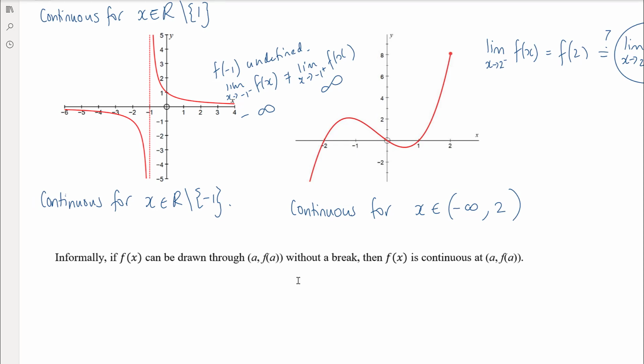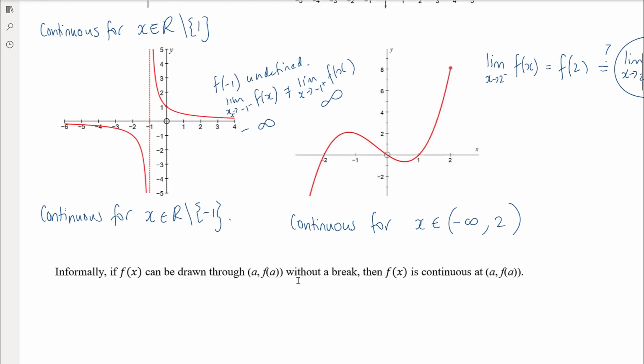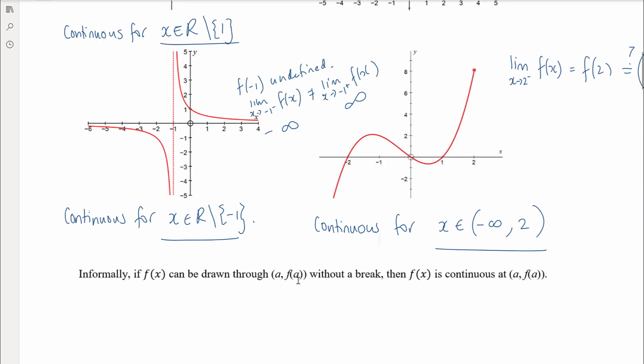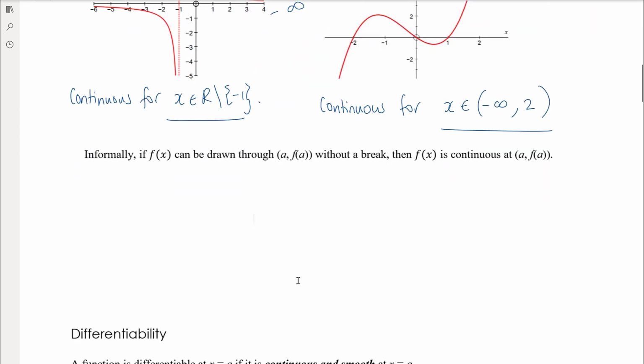So places where we're likely to see discontinuities: holes in graphs, so just little empty circles, asymptotes, endpoints. Those are probably the key features where we would say the graph is not continuous. So in terms of answering the questions, these 4 sets of x values. As I said, informally, if f of x can be drawn through the point without break, so without needing to lift your pen off the paper, then f of x is continuous at that point.